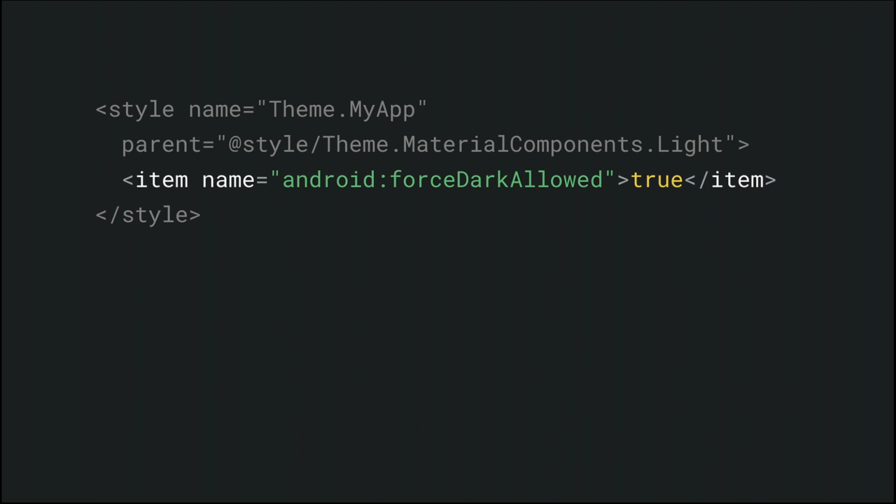Force Dark is opt-in. You have to turn it on for your application, and you do so like this, by setting Force Dark allowed to true. Here, I'm setting it at the theme level for my entire application theme, so it will apply everywhere throughout the app. But you can choose where to turn it on. So you could turn it on just for one or two activities and use it almost as a kind of migration to help you rapidly adopt a dark theme.